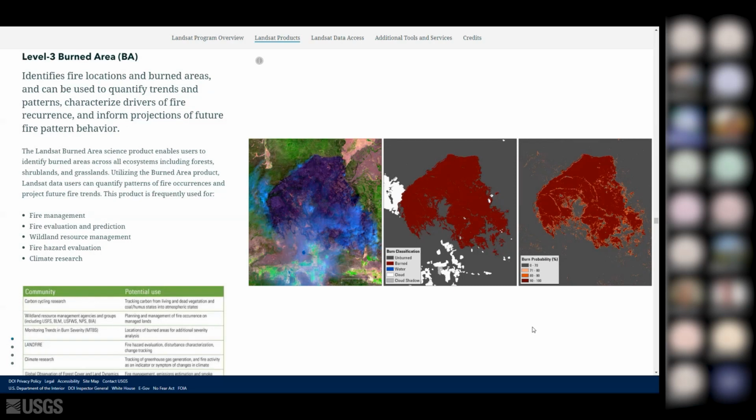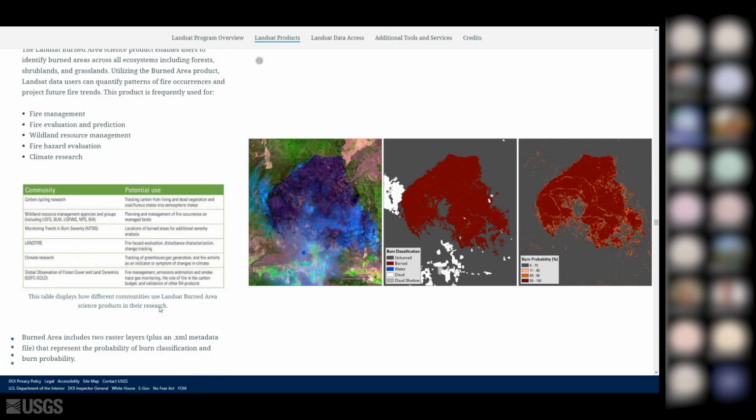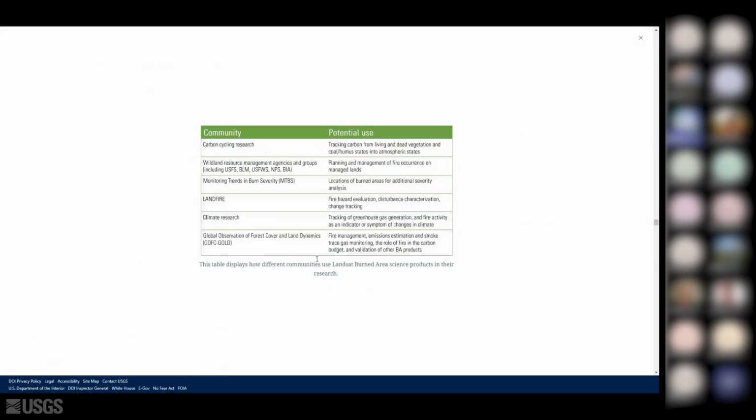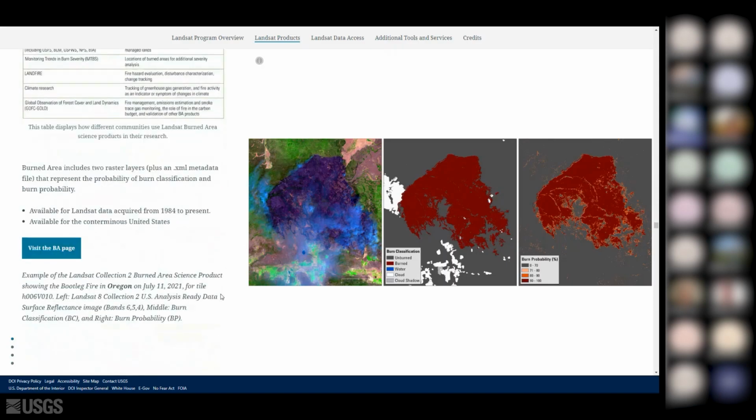Our burned area product identifies fire locations and burned areas. So this can be used to quantify fire trends and patterns, and can be useful for fire evaluation and prediction. This can be used by multiple communities, and as you can see in this table here are some communities, and let's choose one. For climate research, the potential use of this product can be tracking greenhouse gas generation and fire activity as an indicator or symptom of changes in climate. So again, the burned area includes two different raster layers, as we can see here, the burned classification and then the burn probability.